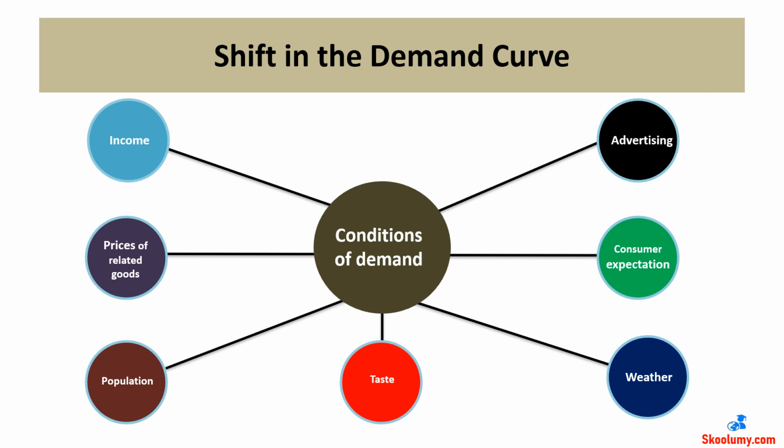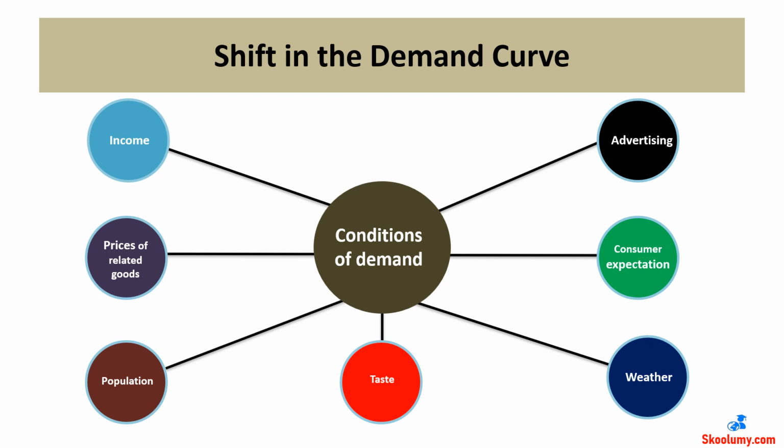Let's consider another factor, taste and fashion. When a product has become more fashionable or consumers' tastes have changed in favor of that product, there will be an increase in demand for the product. The demand curve, as a result, will shift to the right. A less fashionable cloth, for example, becomes less popular among the consumers. Consequently, the demand curve will shift to the left because demand will decrease.